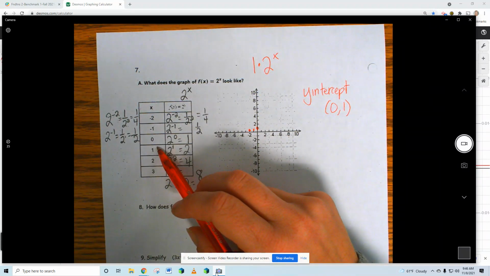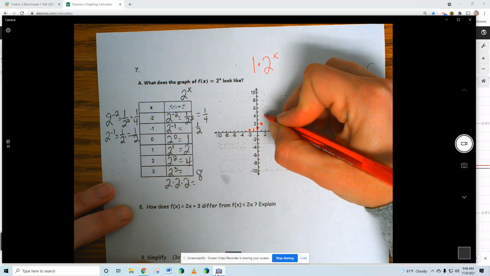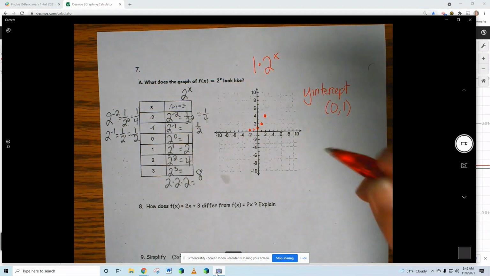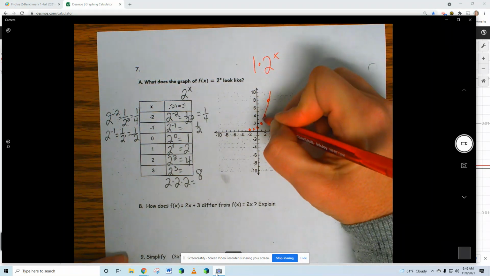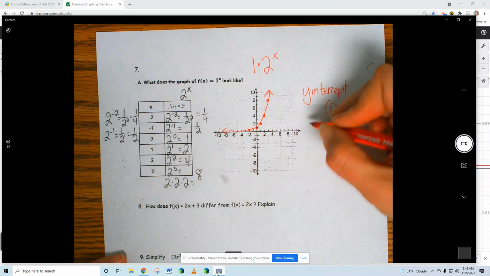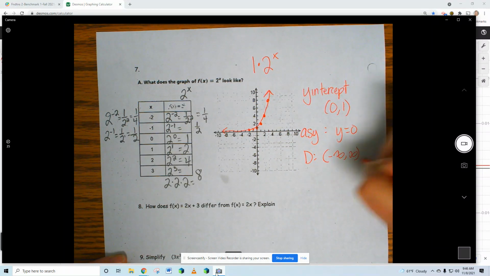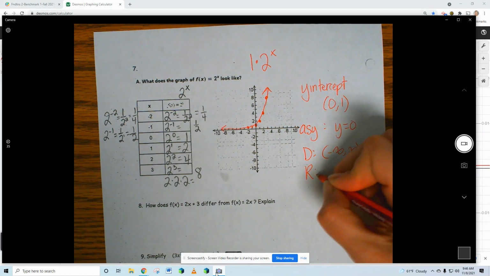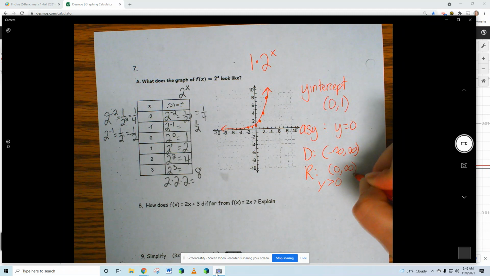Graph the ordered pairs. Over 1, up 2. Over 2, up 4. Over 3, up 8. This is what the graph of y equals 2 to the x looks like. The asymptote is y equals 0. The domain is all real numbers. The range is y is greater than 0, or 0 to infinity. Low to high.